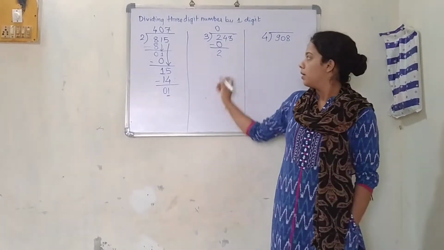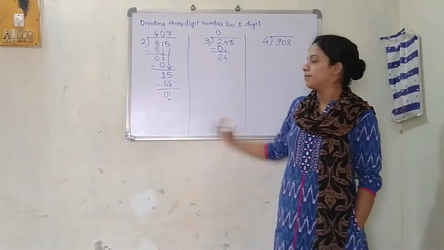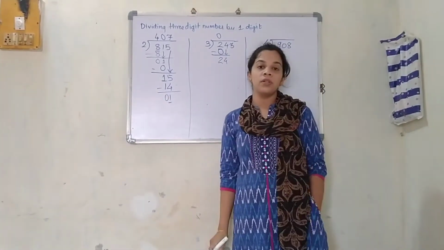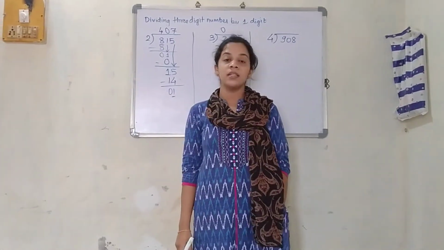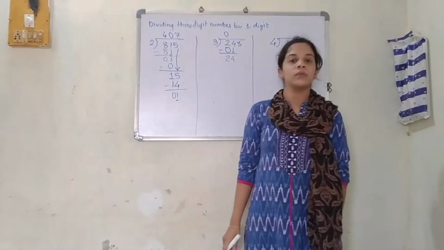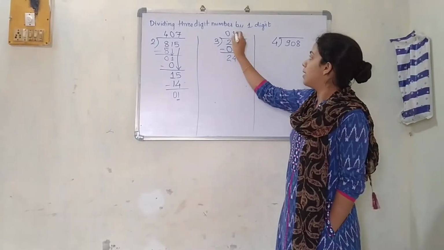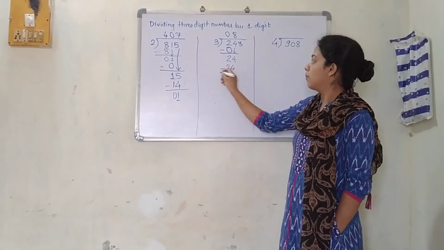It will come down. Now take this 4 down. 3 how much are 24? 3 ones are 3, 3 twos are 6, 3 threes are 9, 3 fours are 12, 3 fives are 15, 3 sixes are 18, 3 sevens are 21, 3 eights are 24. It is 3 eights are 24.